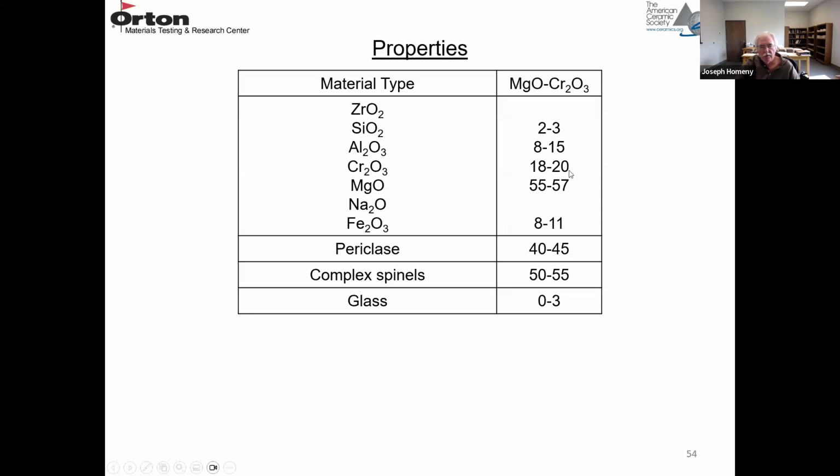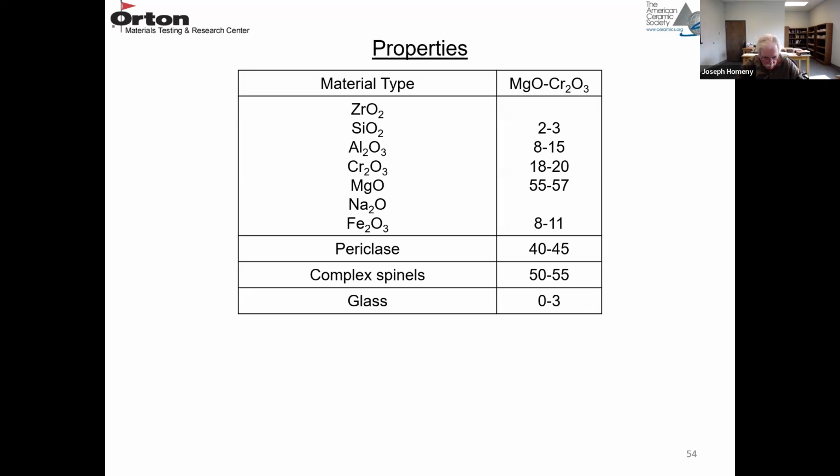So looking at the chemistries here, the phases that result: periclase is MgO, 40 to 45%. A complex spinel could be an MgO Fe2O3 or MgO Cr2O3 or MgO Al2O3, 50 to 55%, and then a small amount of glass because of the silica present, usually less than 3%. So that finishes up what I have on basic refractories.